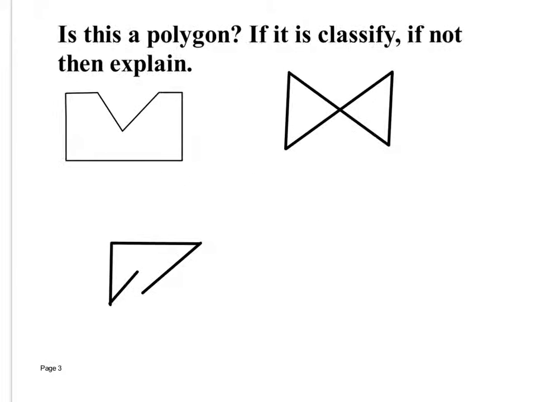You need to write this. So it's going to ask you, is this a polygon? Let's look at this first one. Does this fit the definition of a polygon? Yes, it does. It's a simple closed figure, three or more line segments, so this is yes. If it's yes, then you have to classify it. What do we classify this as? It is a heptagon. It has 7 sides, so it's a heptagon.